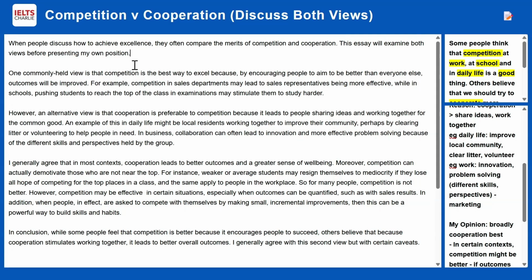So when people discuss how to achieve excellence, they often compare the merits of competition and cooperation. This essay will examine both views before presenting my own position. One commonly held view is that competition is the best way to excel because, by encouraging people to aim to be better than everyone else, outcomes will be improved. For example, competition in sales departments may lead to sales representatives being more effective, while in schools, pushing students to reach the top of the class in examinations may stimulate them to study harder.